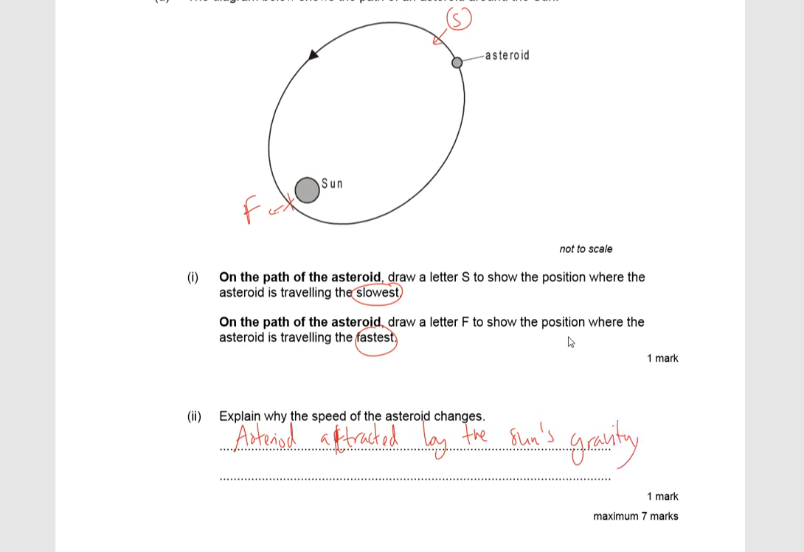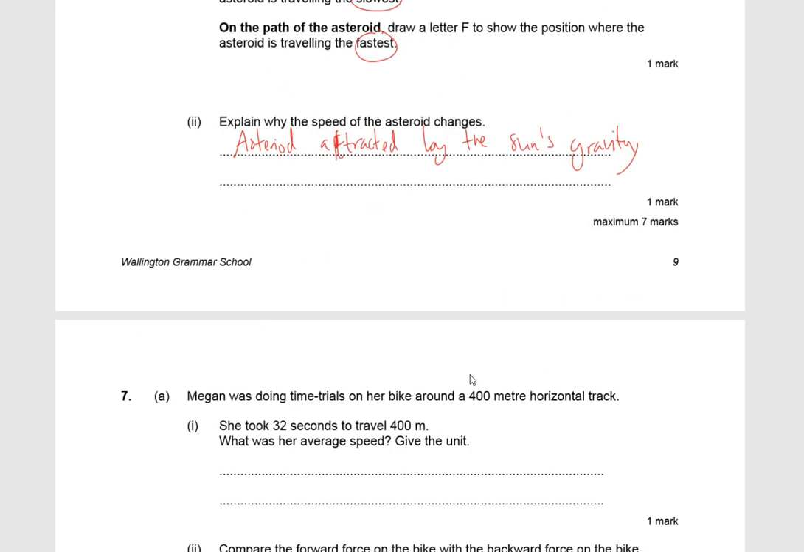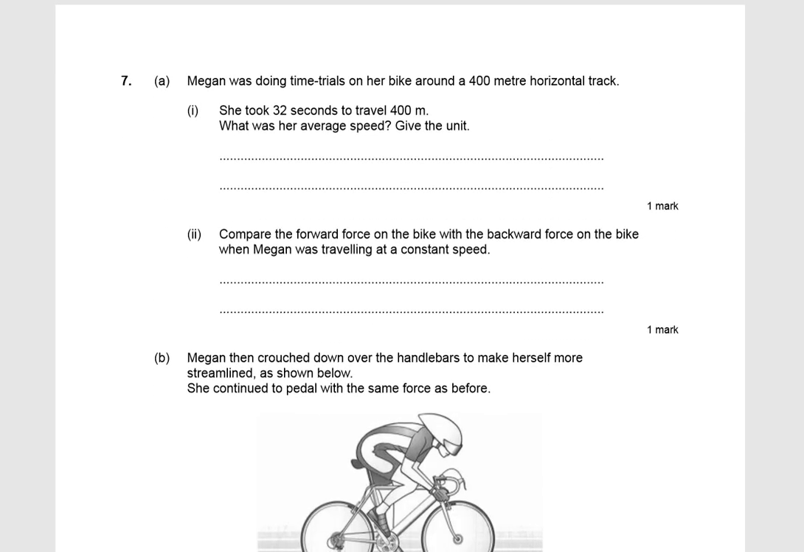So what happens is, as it gets closer and closer to the sun, the sun's gravity will affect it more and more, because the closer you get to the sun, the stronger the gravity, and therefore it's going to attract it to the sun, and this will speed it up. And the further you are, the weaker the gravity, and therefore it will go slower. Okay, so hopefully this makes sense.